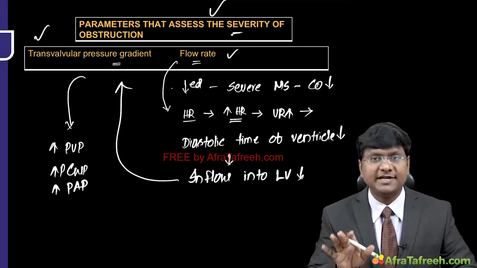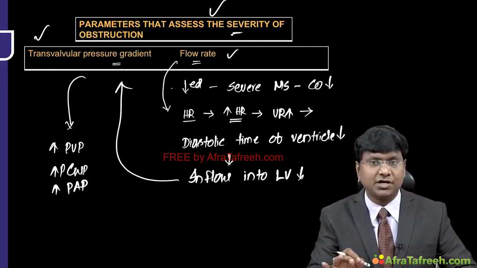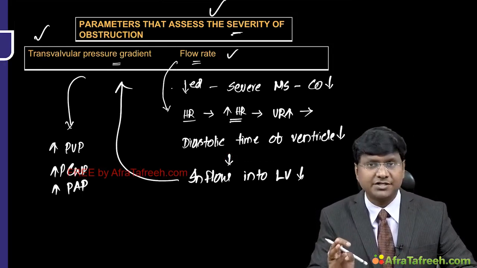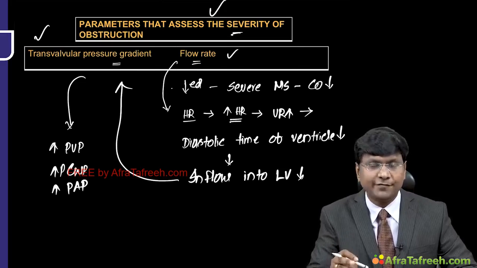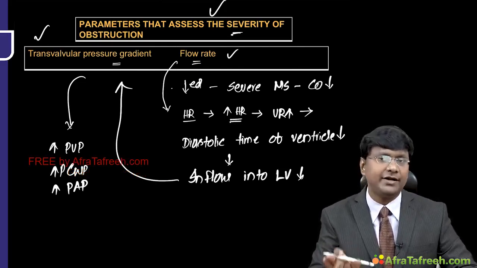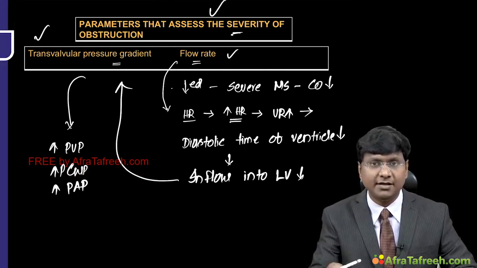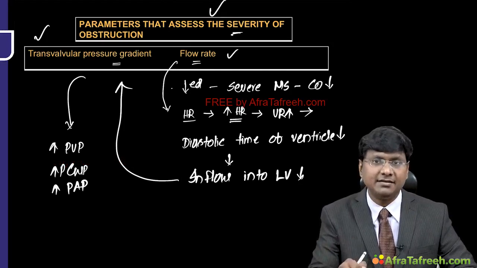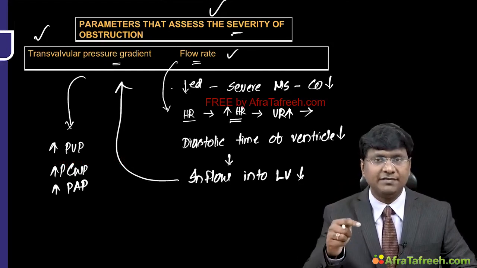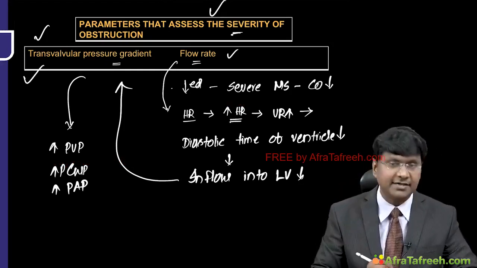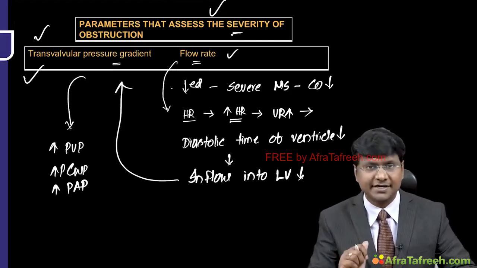So what you have to remember basically is there are two important parameters which assess the severity in the pathophysiology. One is the transmitral or transvalvular pressure gradient, which completely depends upon the valve area, and next is the flow rate. The flow rate completely depends upon the heart rate of the individual. The more the heart rate, the lesser the diastolic filling of the ventricle, and this further decreases the flow rate, that is, the amount of blood which has to come from LA to LV will be reduced, and that will again increase the transmitral pressure gradient. So these are the two parameters which will decide the severity.